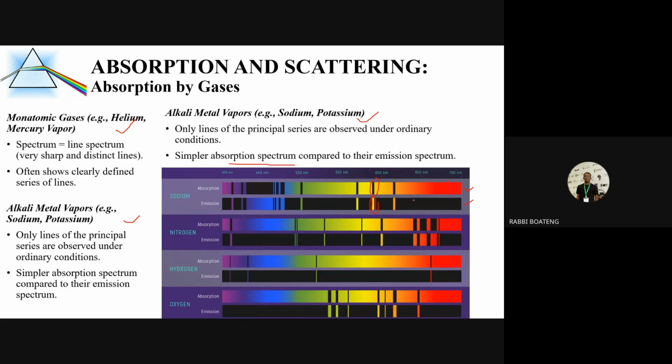The emission is nearly the same as the absorption, because where you see it absorbed, that is where you see it emitted. Where you see it absorbed, that is where you see it emitted.